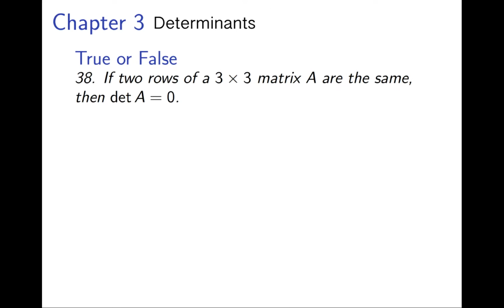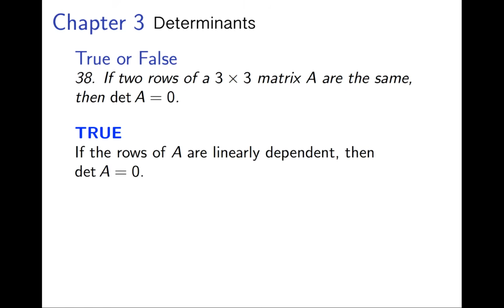Number 38. If two rows of a 3 by 3 matrix A are the same, then the determinant of A is equal to 0. This one is true. And the reason is, if the rows of A are linearly dependent, then the determinant of A is 0. So if two of the rows of A are the same, there's clearly a linear dependence between the rows.